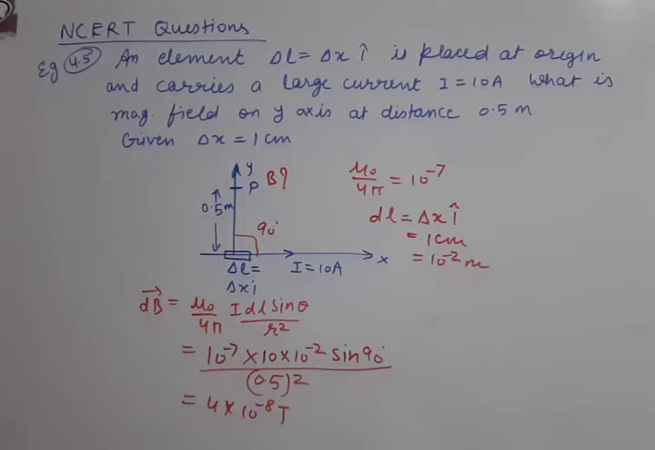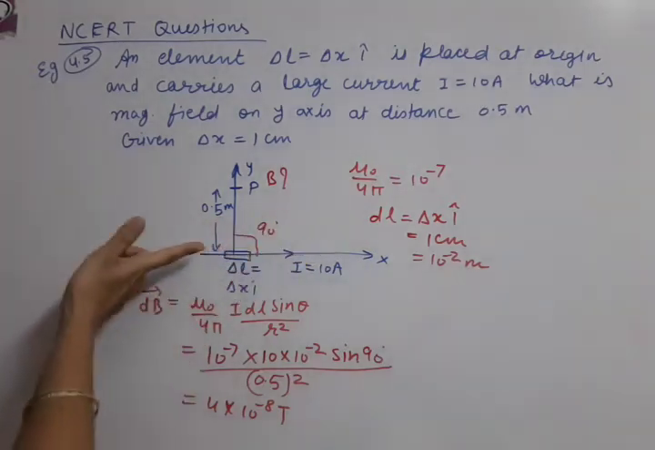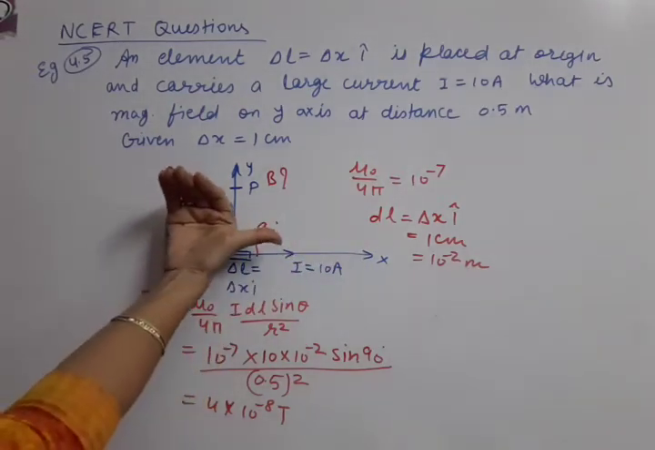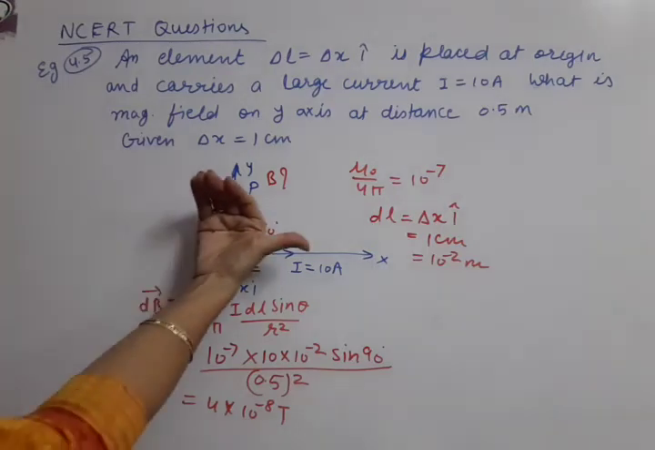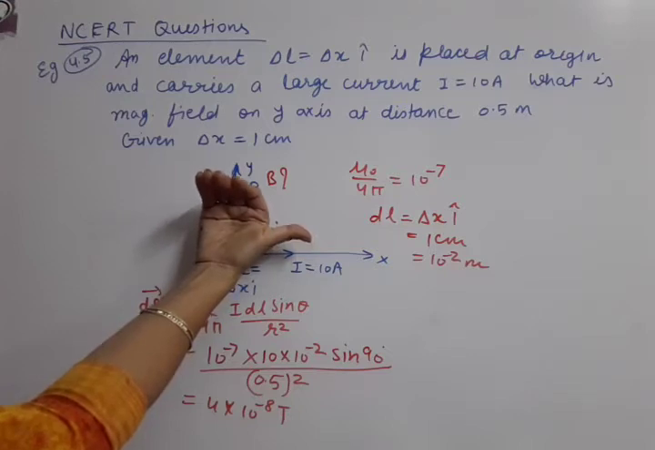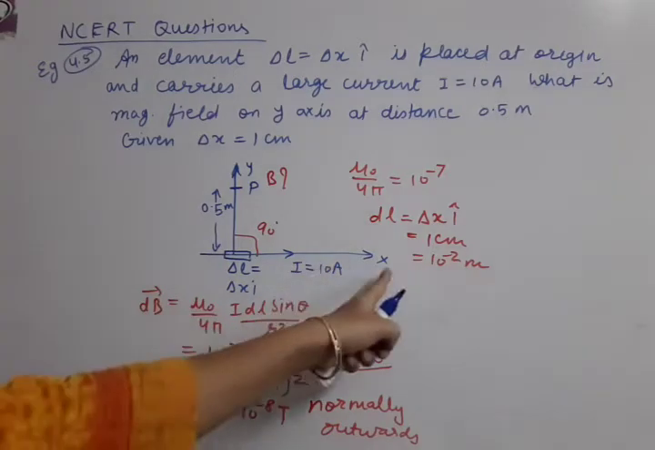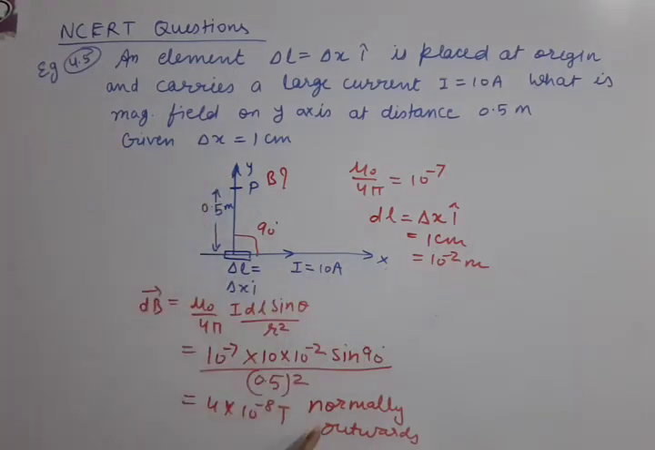And how to get the magnetic field direction? Magnitude we have solved. Direction, how to get? Using right hand thumb rule. Current is flowing in x direction, so hold the right hand in the current. Thumb should be in current direction. What is the magnetic field direction at point P? It is normally outwards. So answer is normally outwards B. Normally outwards also can be written as z-axis because this is x-axis, this is y-axis, so this will be z-axis.